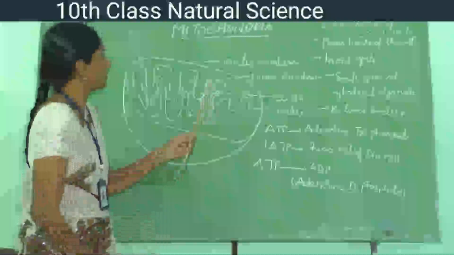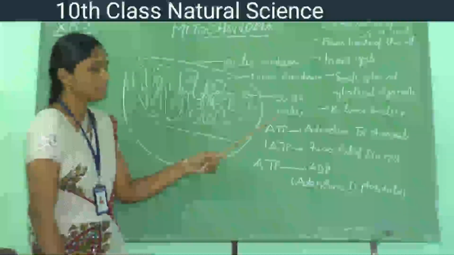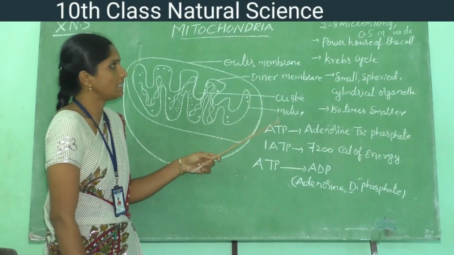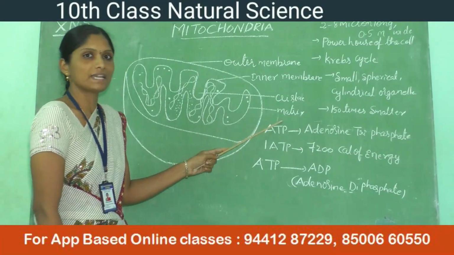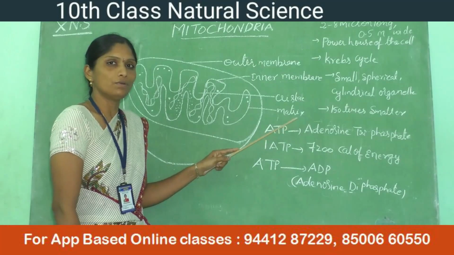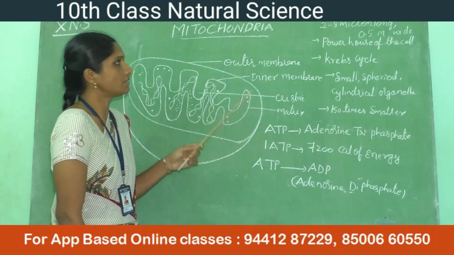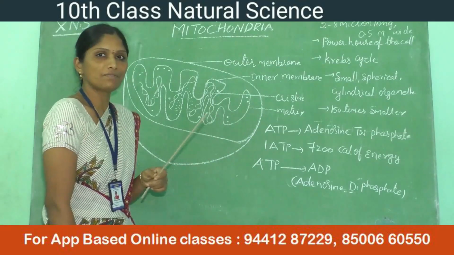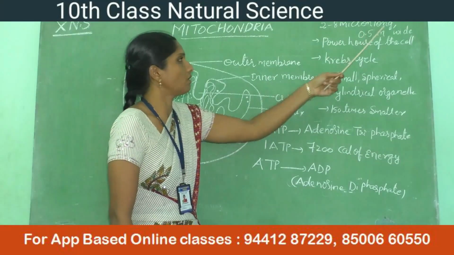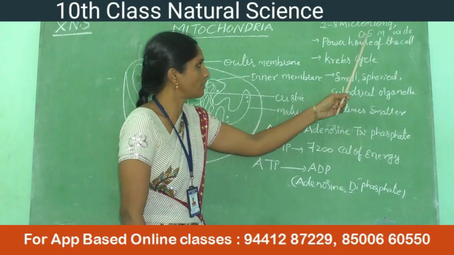In between the cristae, here this is the cristae. The cristae is filled with fluid that is known as the matrix. And how many mitochondria are there in a cell? A cell consists of 100 to 150 mitochondria. And what is the size and shape of the mitochondria? The size of the mitochondria is 2 to 8 micron long and 0.5 micron wide.